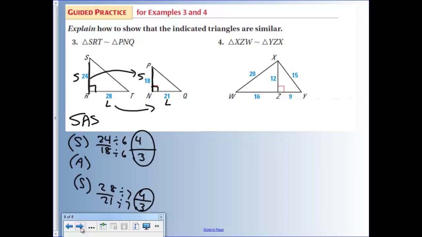The sides are proportional. The angles, do my angles check out? The angle in the middle, congruent to the angle in the middle of that side? Yeah, so what do I write? Angle R is congruent to angle N. Check your 2 sides, your angle, we've got side, angle, side.